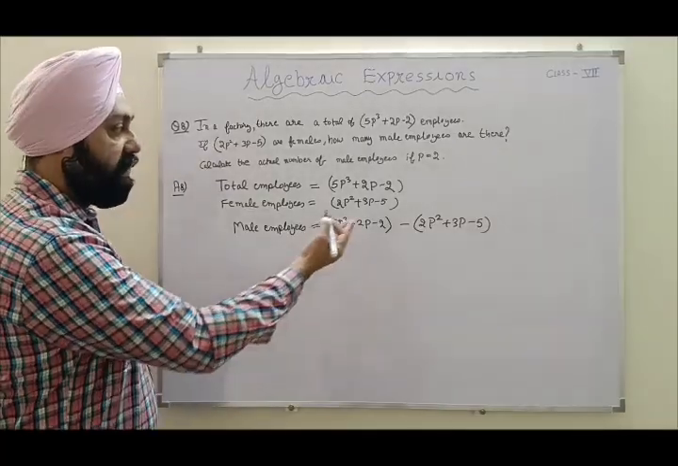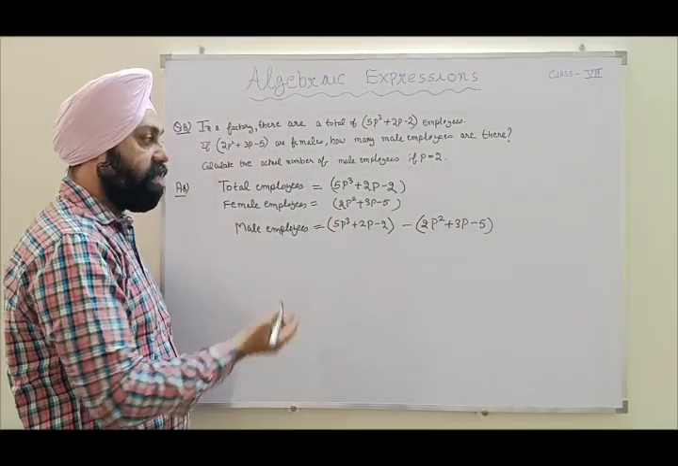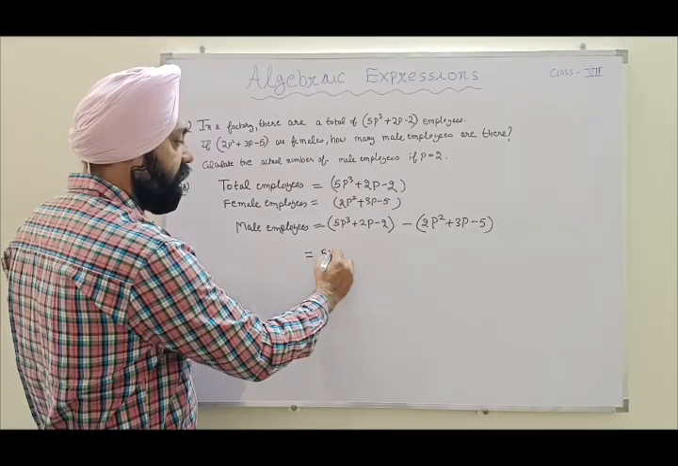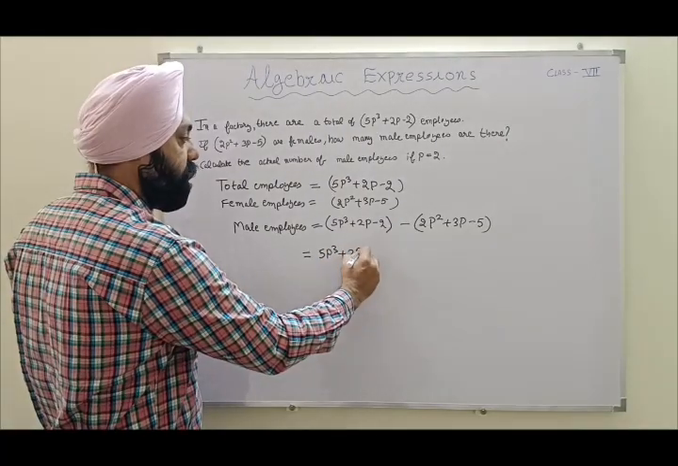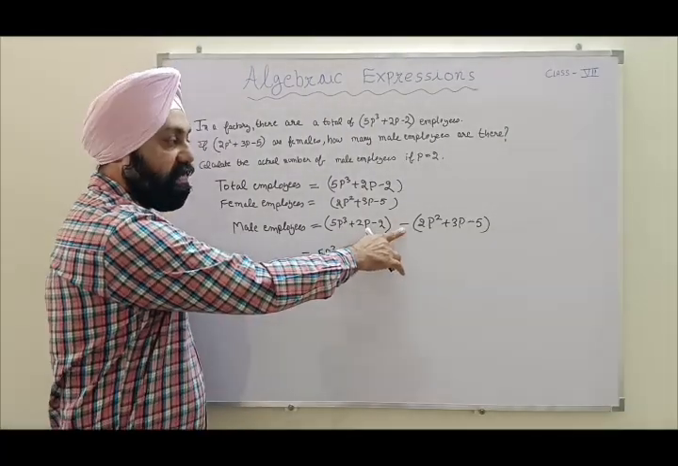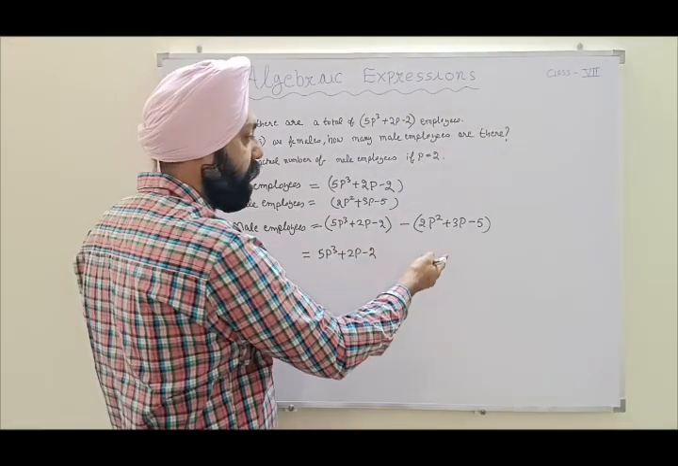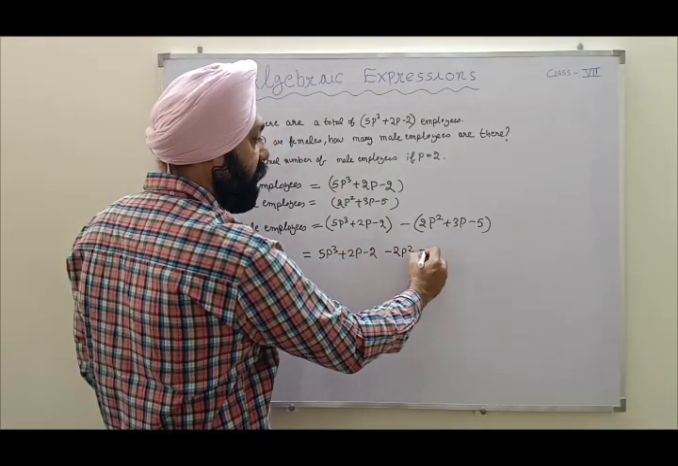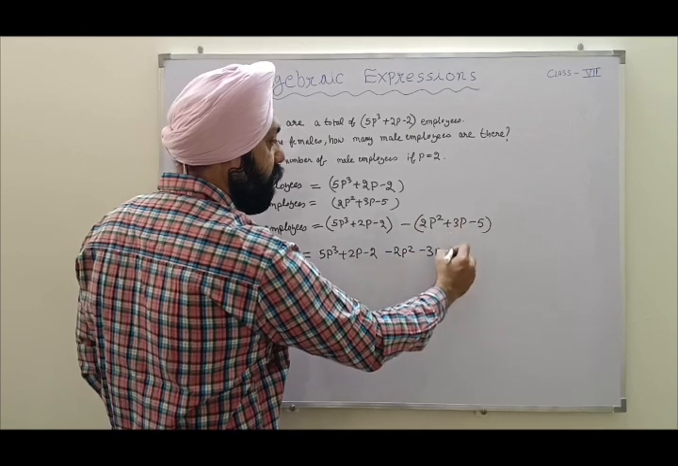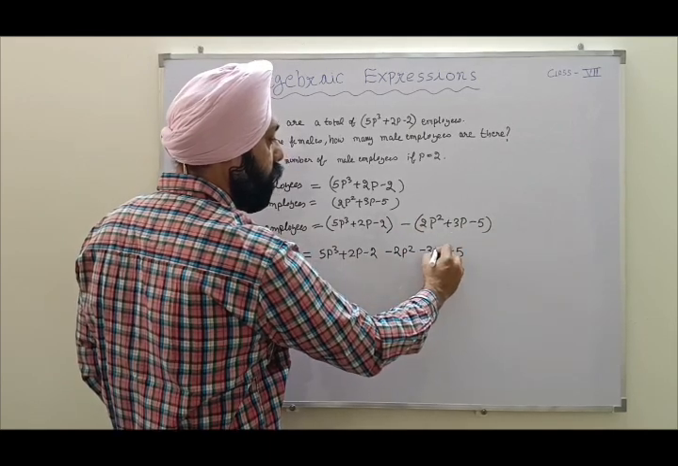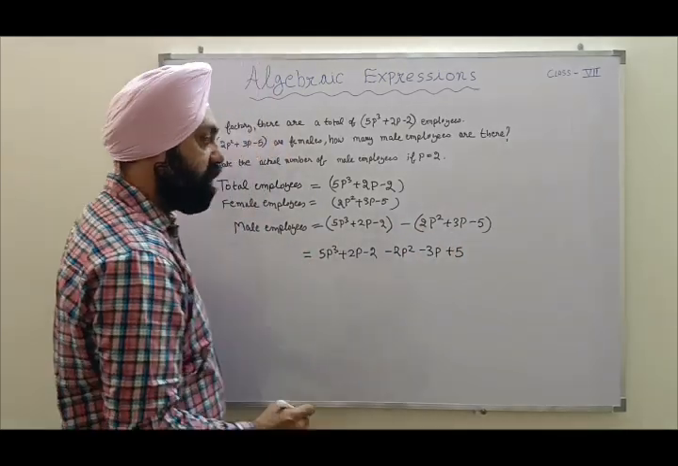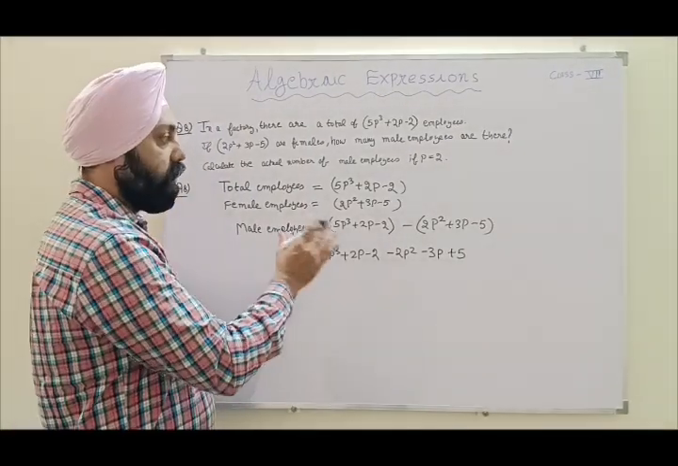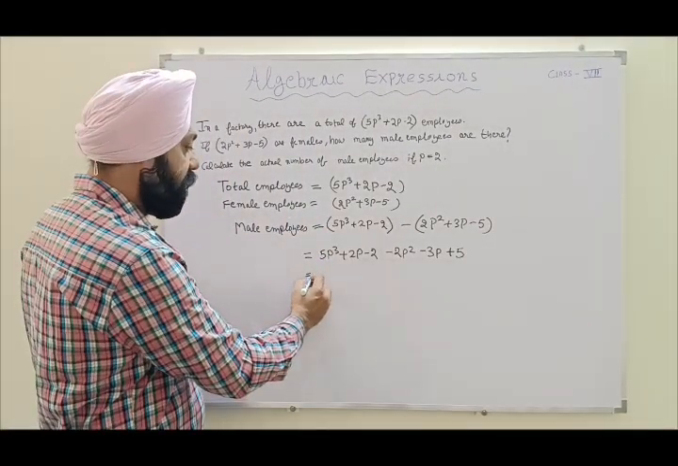And now we have the subtraction of algebraic expressions as we have already done. So we will open the bracket. It is 5pq plus 2p minus 2, and there is a minus sign in front of the bracket. When it opens up, the sign will change. So minus 2p square minus 3p and plus 5. Be very cautious when you are opening a bracket having a minus sign in front. Take care of the sign, and your answer will never be wrong.